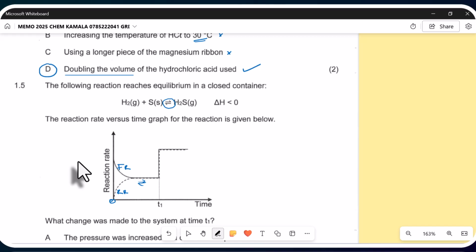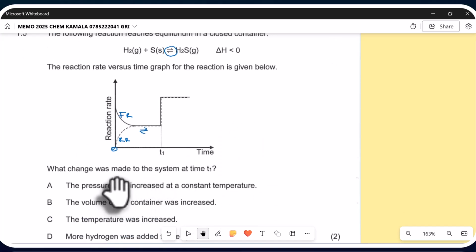What change was made to the system at time t1? Now at time t1, we can see both the forward reaction, the solid line, and the reverse reaction rate, which is dotted. They both increase and then become constant.